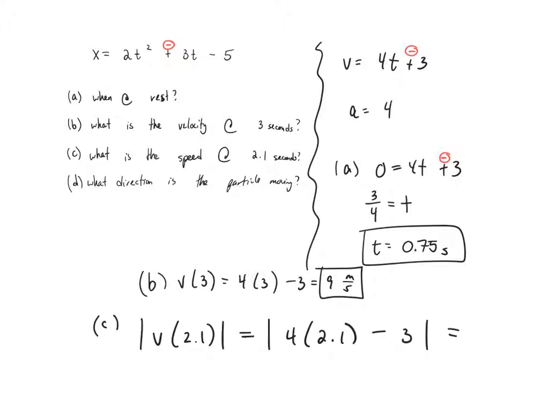Is that clear what I'm saying right now? So make sure you indicate that when you're trying to find the speed at a given moment, you put absolute value around your velocity function. Even if it's the same number, which it is in this case, because this is 8.4 minus the 3 gives us 5.4. So I know that the velocity is 5.4 and the speed is also 5.4, but my work should show absolute value around it.